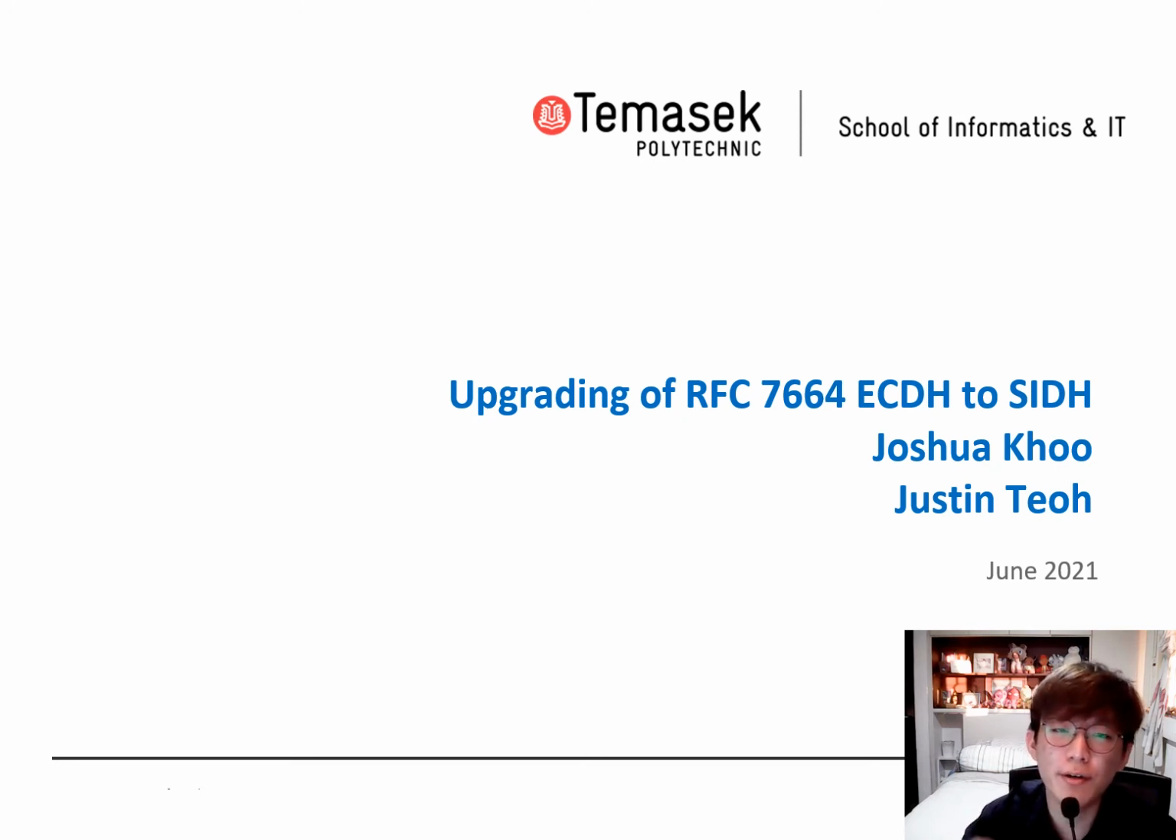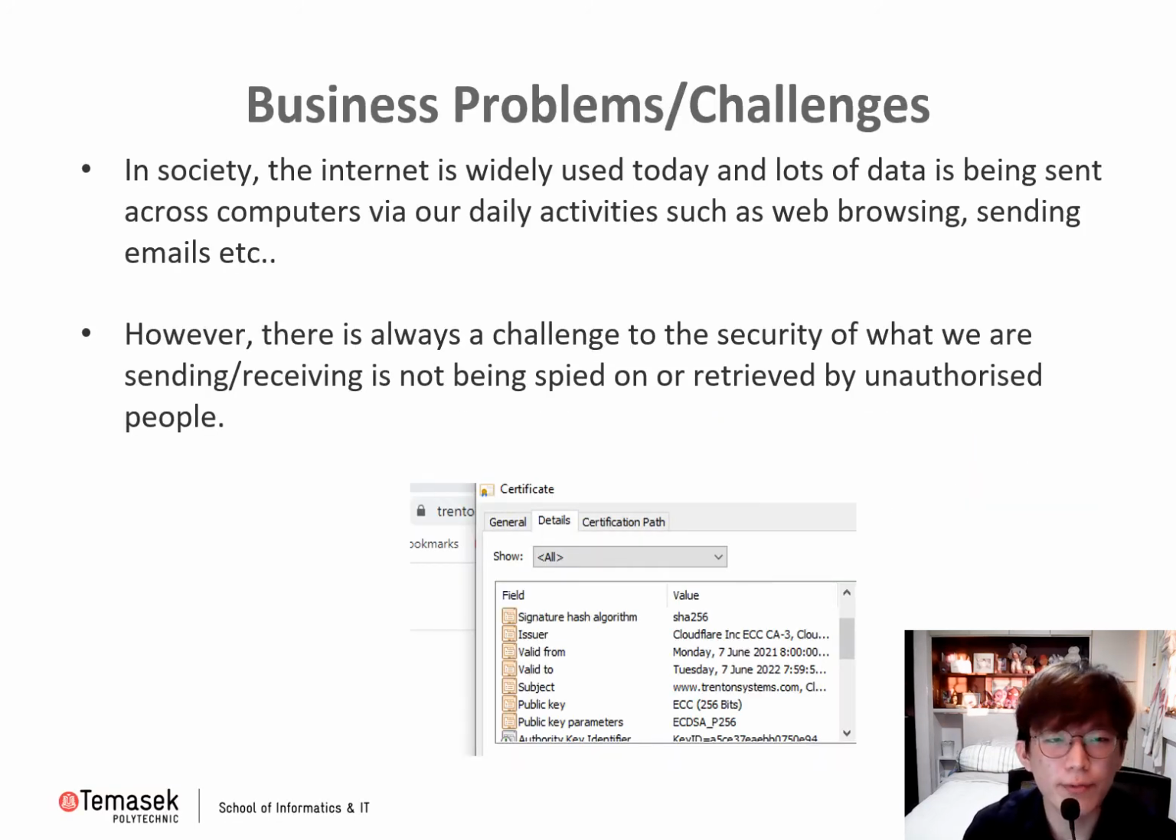But what we are working on in our project is upgrading of RFC 7664 ECDH, elliptic curve Diffie-Hellman, to supersingular isogeny Diffie-Hellman. So we work with the authentication method, which is data in transit. So just a little bit of explanation.